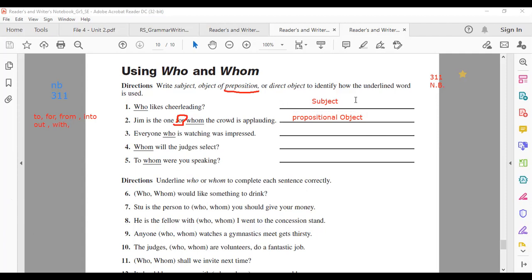Number 3, Maria. "Everyone who is watching was impressed." So subject or object? Subject. Very good. Why did you choose subject?